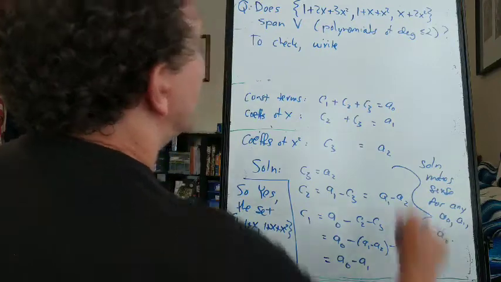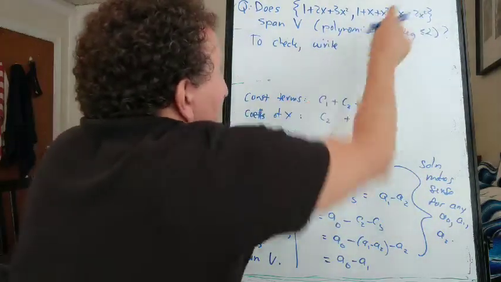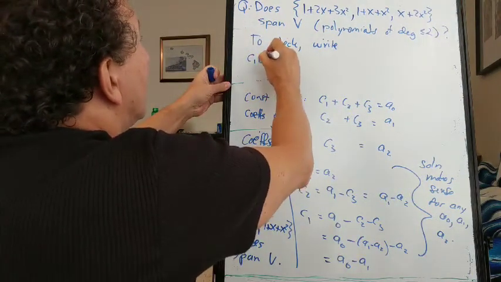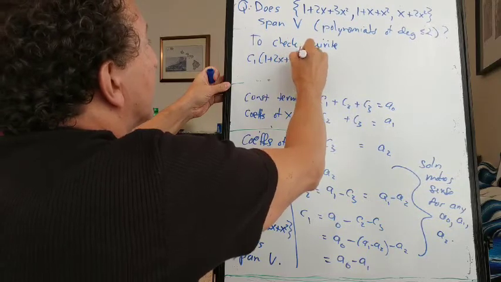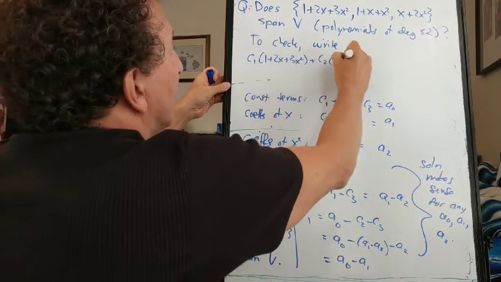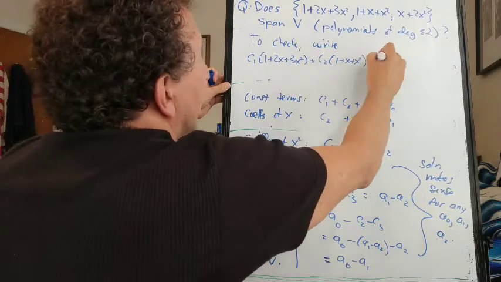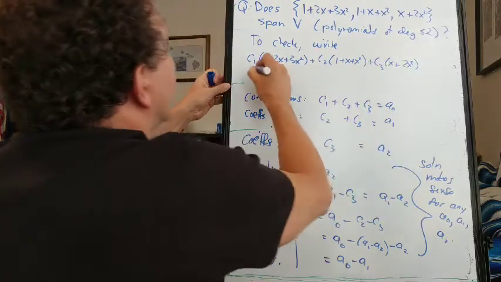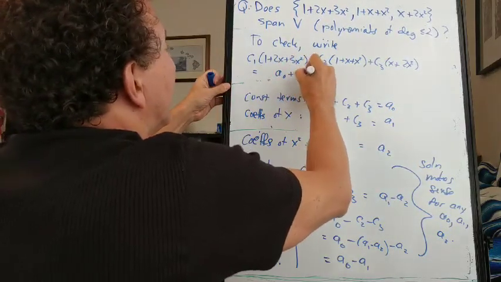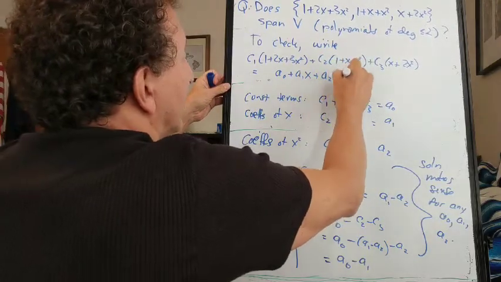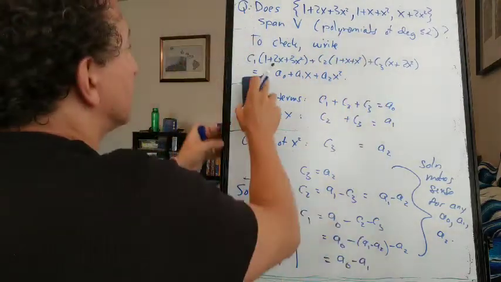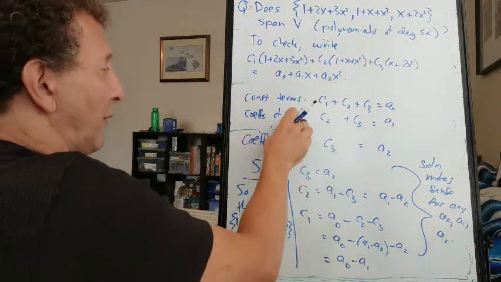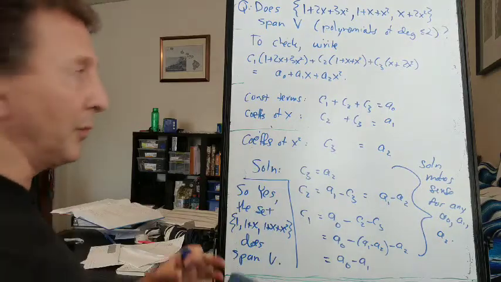So to check, we'll write a multiple of this plus a multiple of that plus a multiple of the third thing equals our typical element. So c1 (1 plus 2x plus 3x squared) plus c2 (1 plus x squared) plus c3 (x plus 2x squared) equals a0 plus a1x plus a2x squared. Then again, we'll compare the constant terms on both sides, the coefficients of x on both sides, and the coefficients of x squared on both sides.